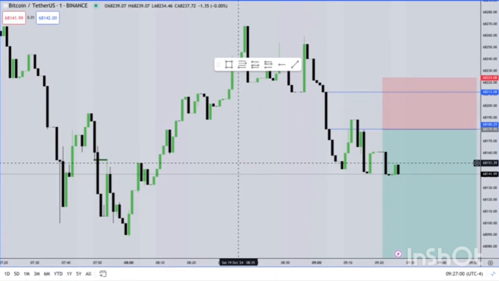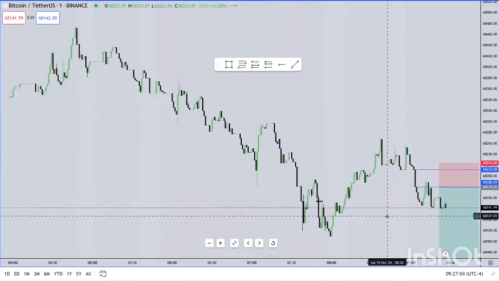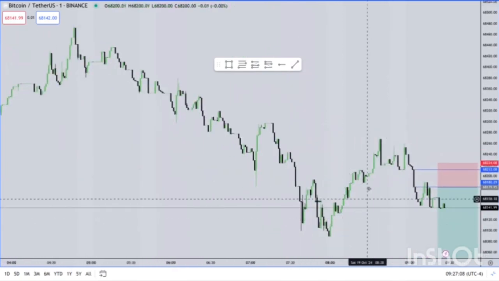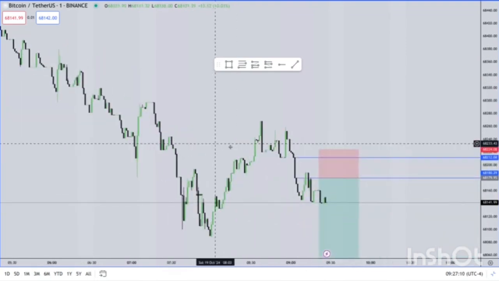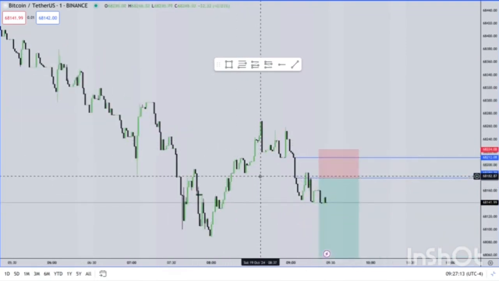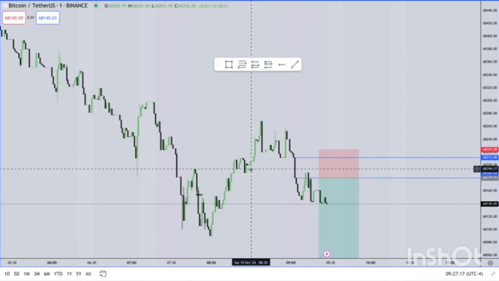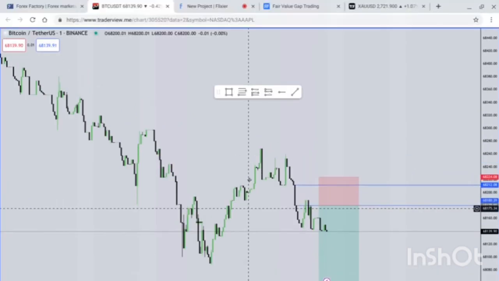I'll be explaining market structure shift later because I don't want to make this video too long if I want to upload it. So if you still don't understand this fair value gap explanation, let me know and I will do another one. You must understand that. So I will explain market structure shift tomorrow. I beg, I need to prepare for work.